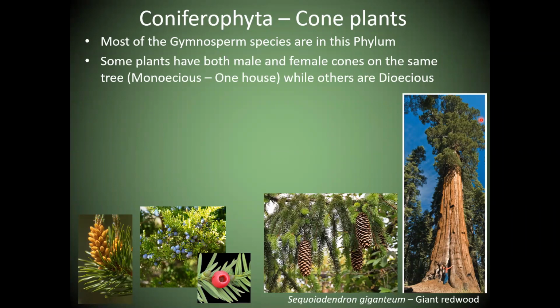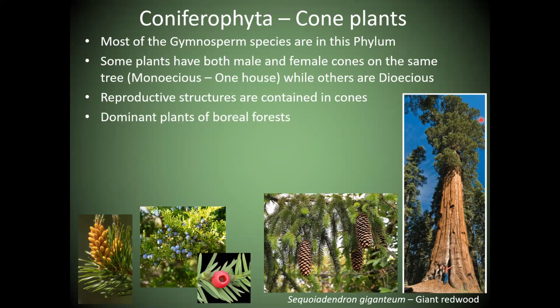Some plants have both male and female cones on the same tree. So most of the conifers produce male and female cones on the same tree, monoecious. Few of them are dioecious. So all the reproductive structures are located inside this particular cone, right? And the cone shape and cone size are quite different. I'm providing some photographs over here, right? So they can be that variable.